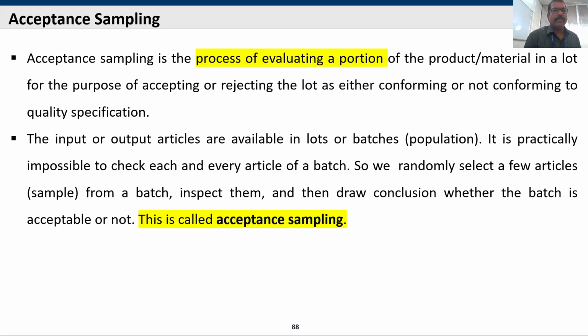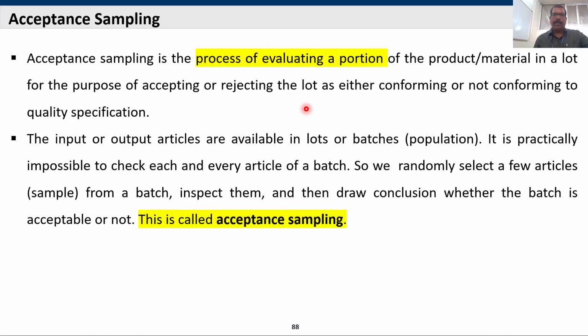So what is acceptance sampling? Acceptance sampling is the process of evaluating a portion of the product or material in a lot for the purpose of accepting or rejecting the lot as either conforming or not conforming to quality specification. So you will be taking some portion of sample from a lot. You can't do 100% inspection. You won't be doing it mostly.